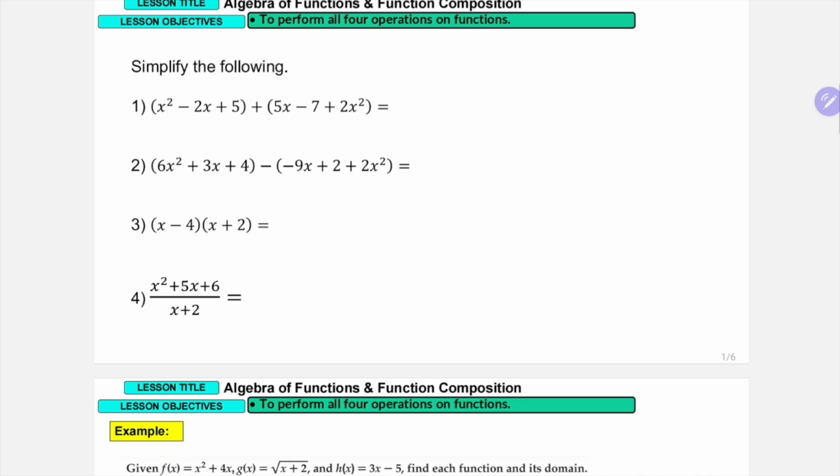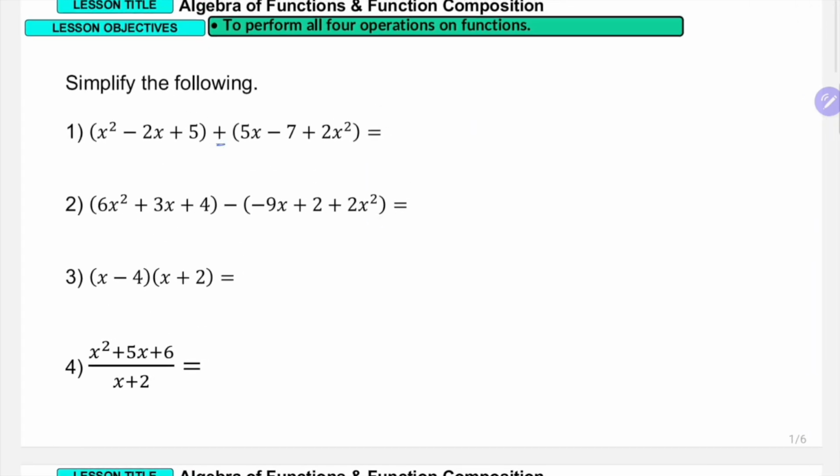Okay, I'm assuming that you already have paused the video and tried. So let's do them together. As you can see, the first one is addition, and I have a polynomial here and a polynomial there. So we're adding 2 polynomials. And what we need to do is to look for like terms. So x squared and here x squared. So I'm adding 1x squared plus positive 2x squared, and this is going to give me 3x squared.